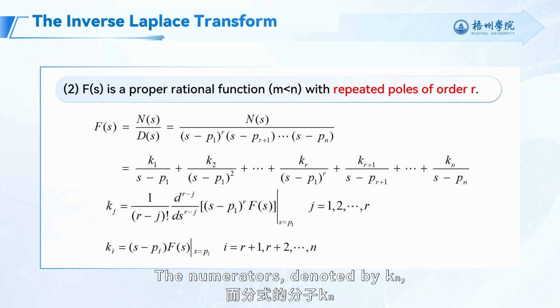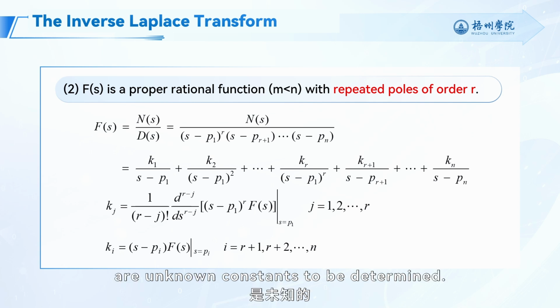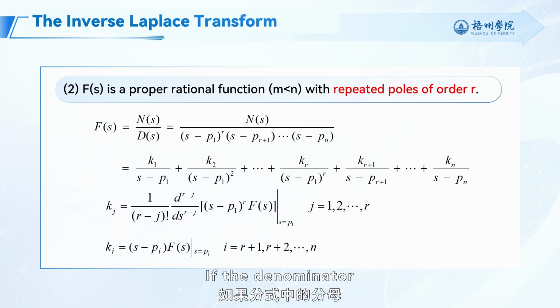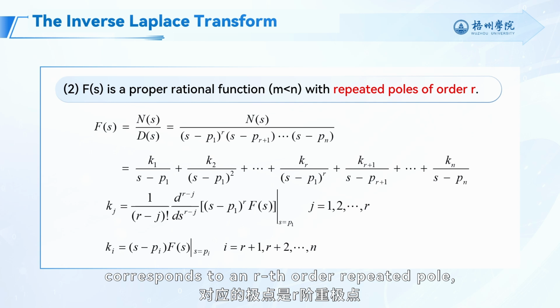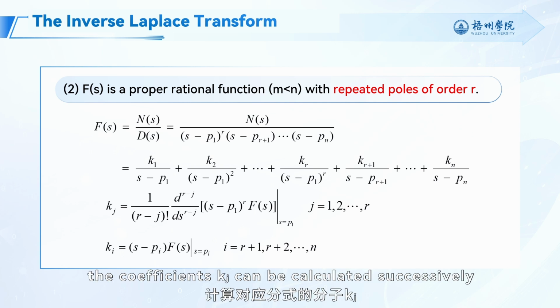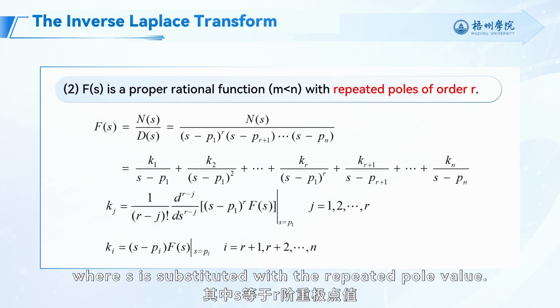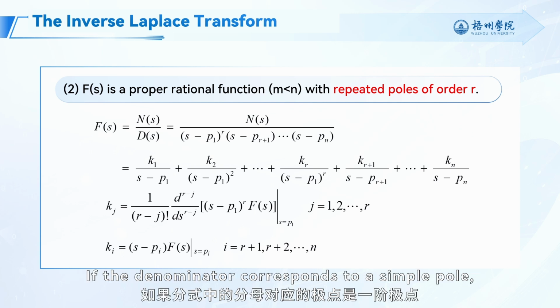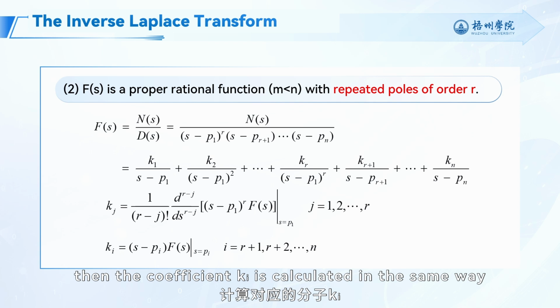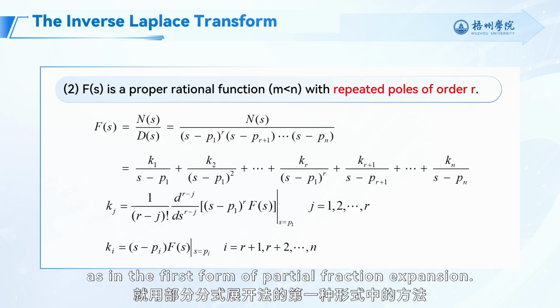The numerators, denoted by kn, are unknown constants to be determined. If the denominator corresponds to an order-r repeated pole, the coefficients kj can be calculated successively using the given formula, where s is substituted with the repeated pole value. If the denominator corresponds to a simple pole, then the coefficient ki is calculated in the same way as in the first form of partial fraction expansion.